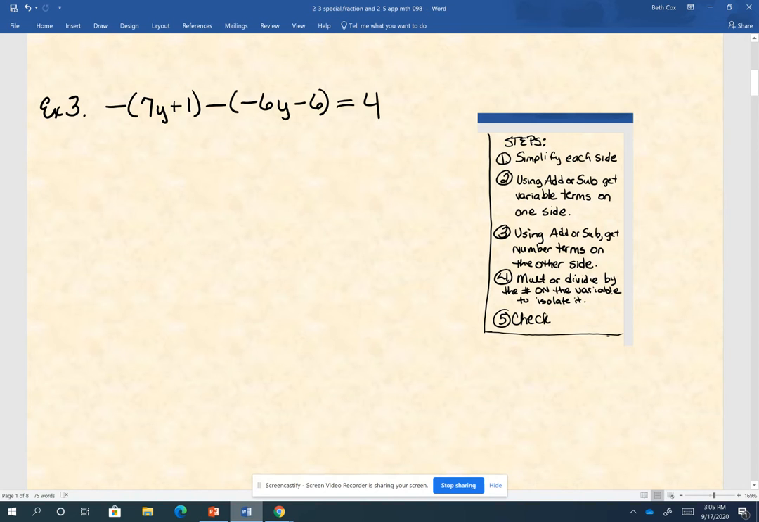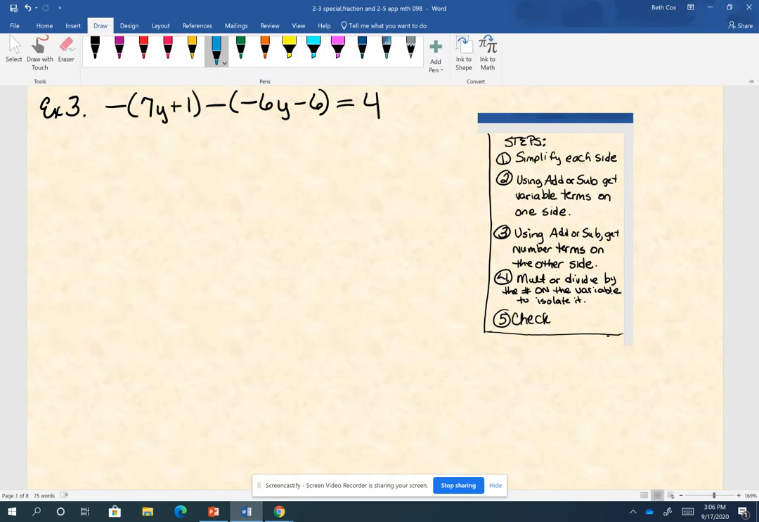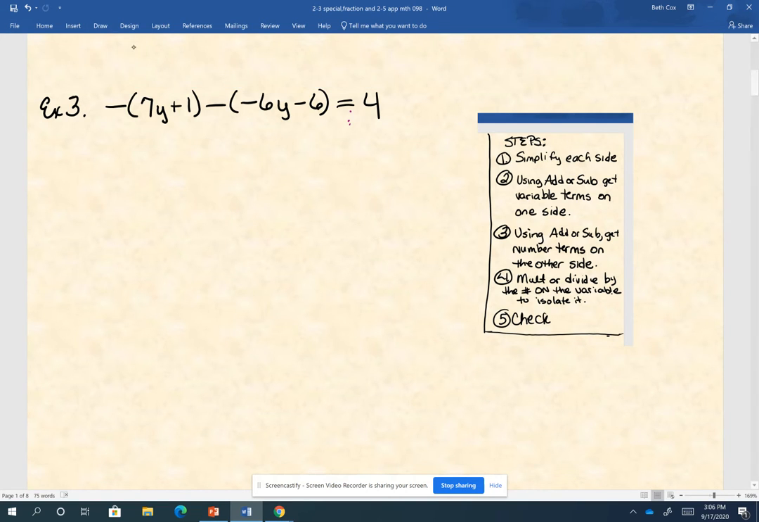I put the steps there so you can see them again, so that you can have them in front of you on the screen. Again, we're going to simplify each side first. We want to just talk about that side word. That side word, again, means left side of the equal sign and right side of the equal sign. And that's one of the big issues here, is that equal sign is what separates the sides. This is the left side and this is the right side.